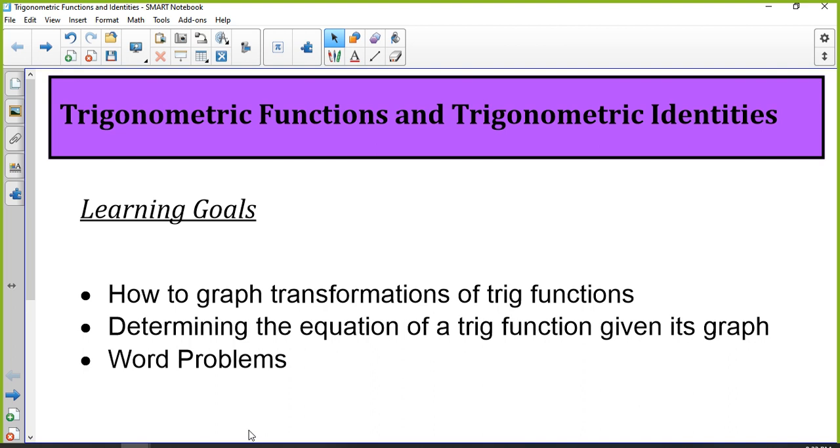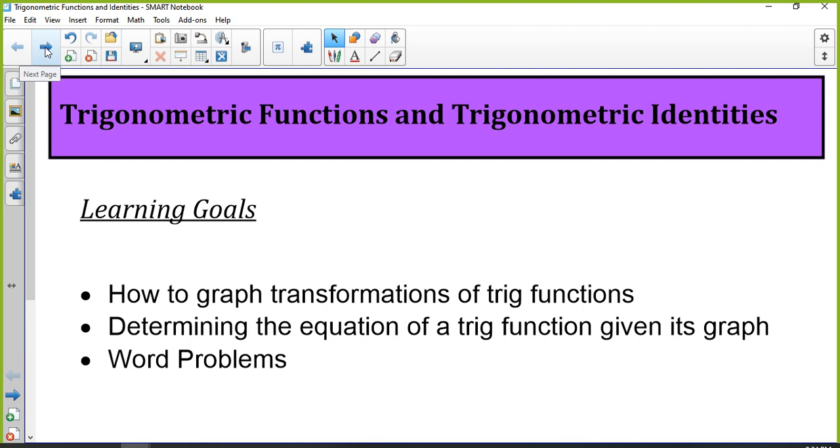Okay, let's spend some time just practicing trig functions. And what I want to go through is how to graph transformations of trig functions. And it's really similar to what we just learned about transformations of regular functions. We're just applying them to trigonometric functions. And then we need to be able to come up with the equation of a trig function given a graph, and that'll help us to do word problems.